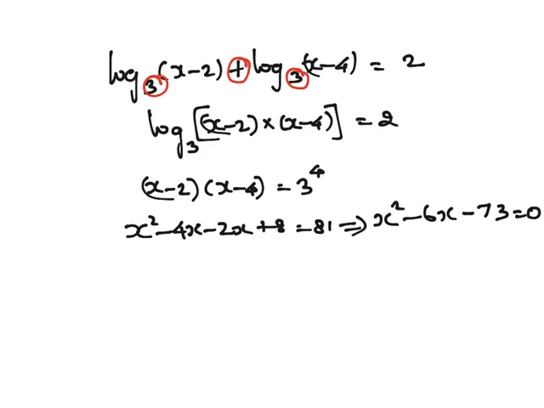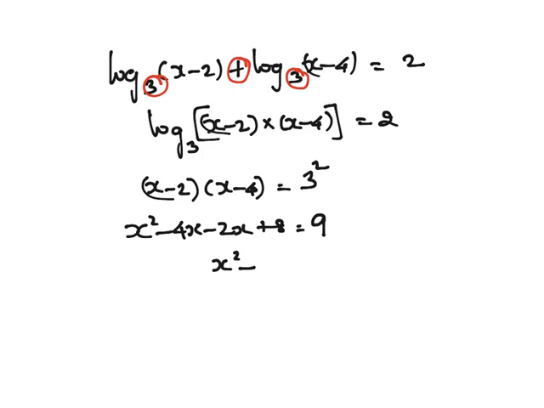I'm sorry, I think I made a small mistake here. It is not 3 power 4, it is basically 3 power 2, isn't it? So we have to be very careful. So it is 3 power 2, which means this is 9. Please be very careful while doing problems. So basically I will get x squared minus 6x minus 1 equal to 0.